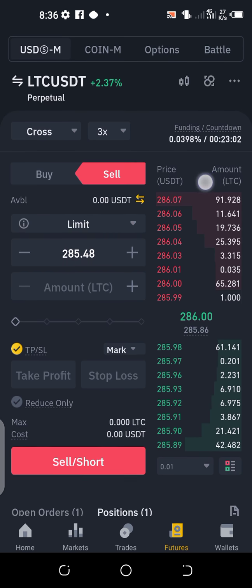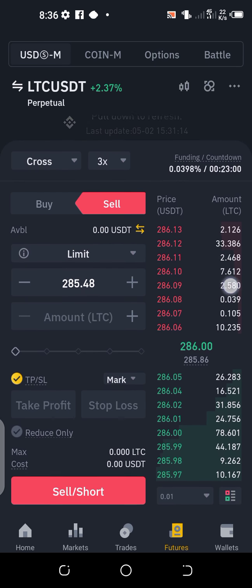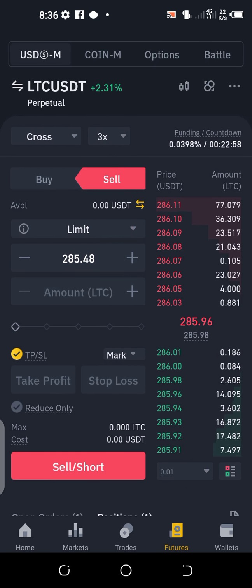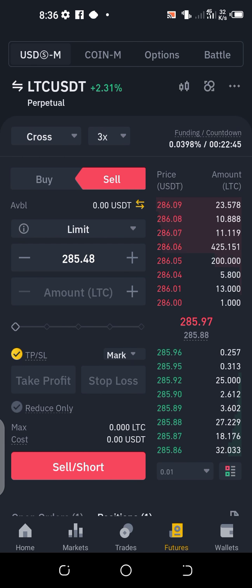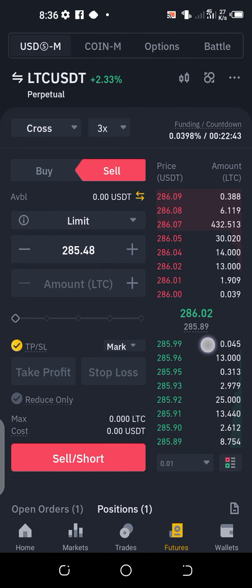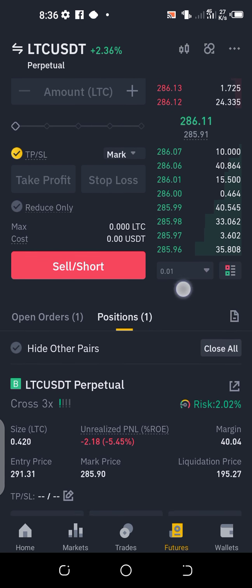Alright, here we have the order book. You can see people are buying here and people are selling here, and this is the bidding price. This price here is like the final conclusion. So anytime you enter a trade and the price reaches here, your trade will be executed.